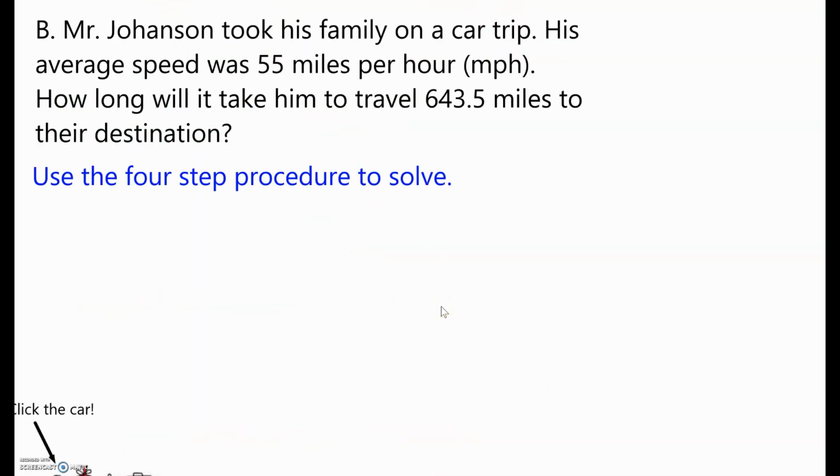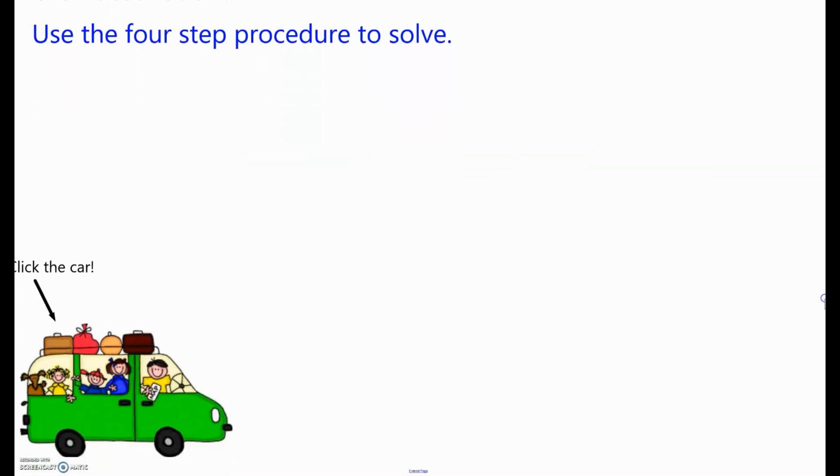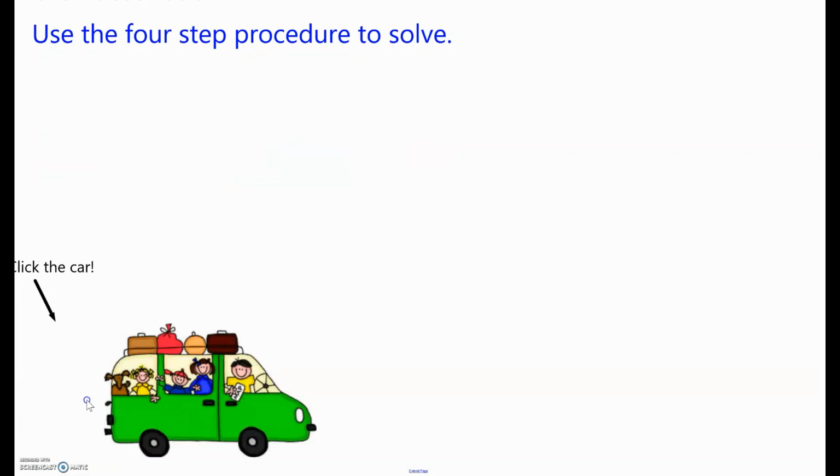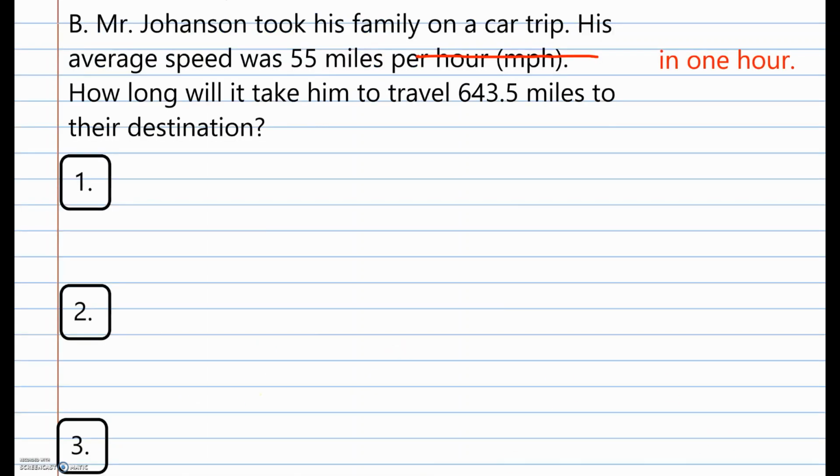So here we have our second word problem, and I'm going to have you guys work on this one. It says, Mr. Johansson took his family on a car trip. His average speed was 55 miles per hour, MPH, we often see on street signs. How long will it take him to travel 643 and a half miles to their destination? So we want to use that 4-step procedure to solve. And then, of course, in class, people love to do this, so I'll click the car for you because it runs away really fast. So I set this up on my page with 4 steps, but again, if you have a different strategy that is more comfortable for you, please use that.